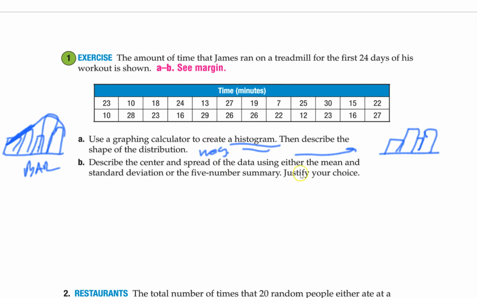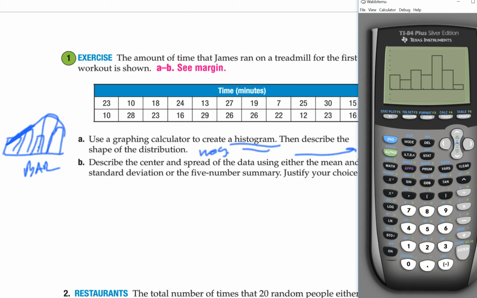Describe the center and spread of data using either the mean and standard deviation or the 5-number summary. So we really haven't talked about standard deviation, but the 5-number summary would be this. So stat, calculate, one variable stats. We did this earlier. Again, no frequency. Go to calculate. Now look, our mean is 20.5.